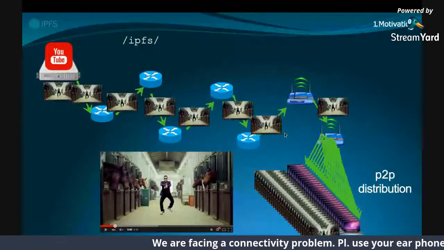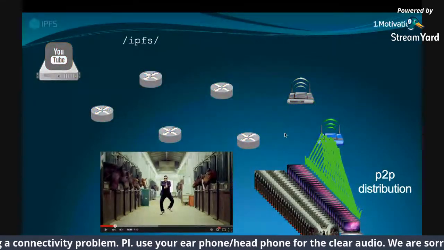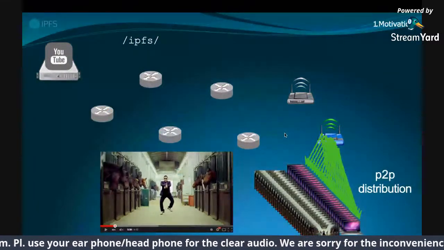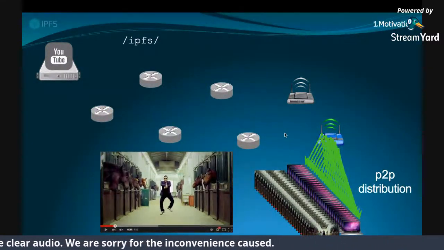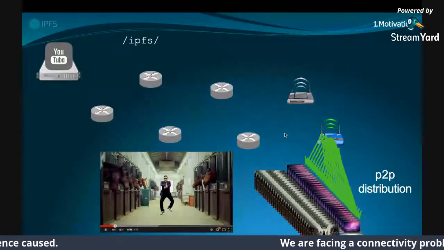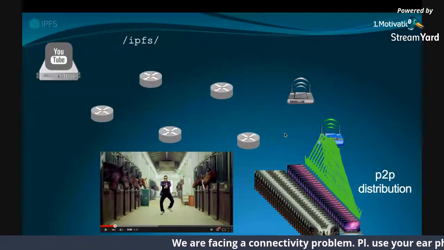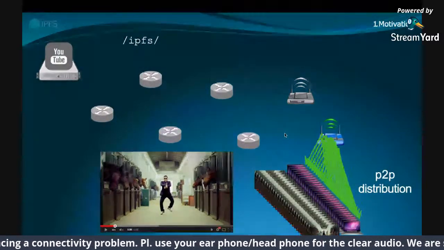Considering the video is downloaded, whenever that link is down, the video is still available because it's already available in a nearby system. This is the main agenda of IPFS. So far, if you have any doubts regarding this, you can ask me.